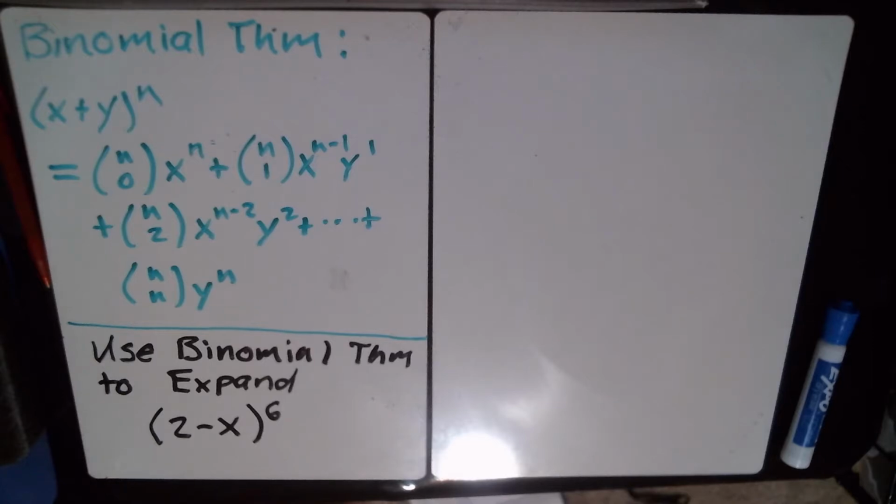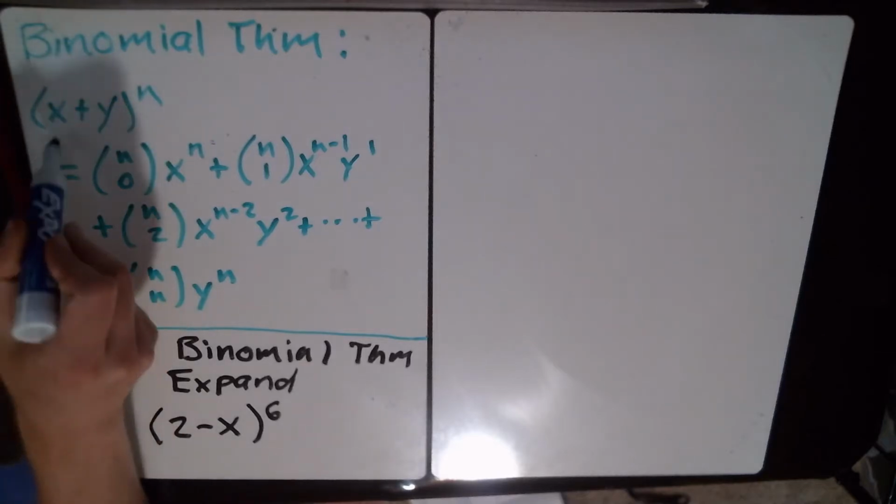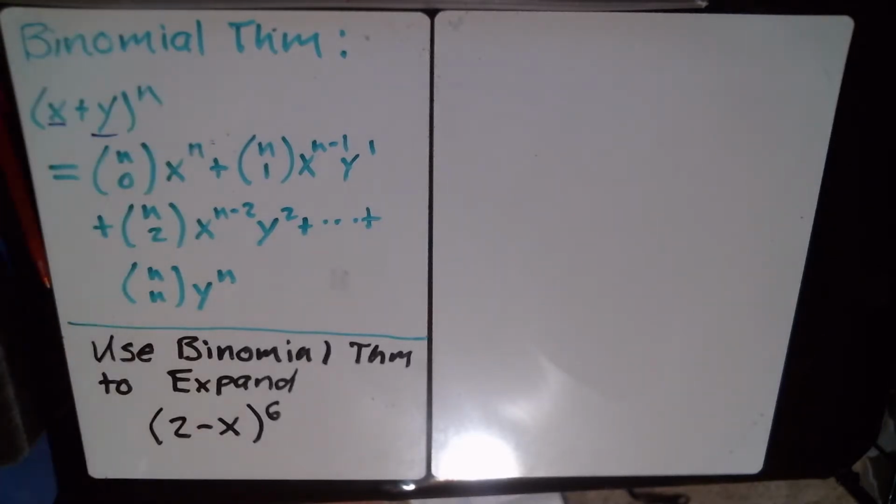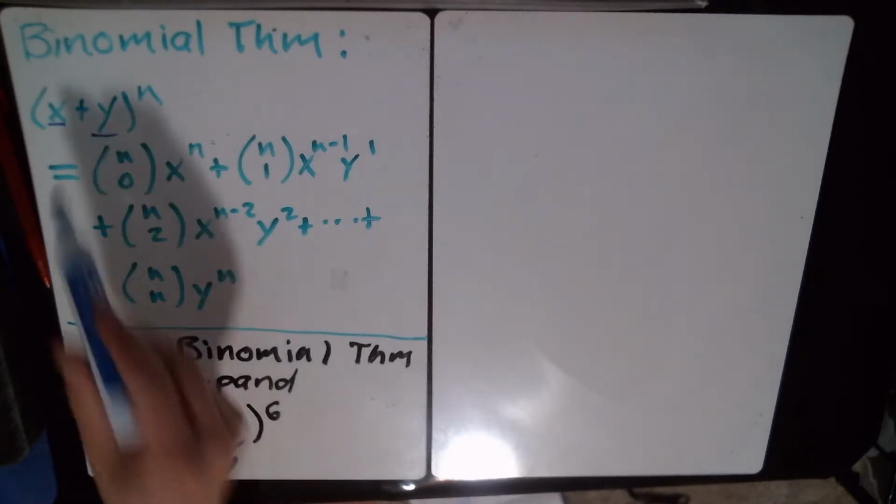In this video, we're going to use the binomial theorem to expand a power on a binomial. The one I'm going to do is (2 - x) to the 6th power. The binomial theorem, as it's stated, applies to (x + y) to the nth power. So in this problem, 2 is going to be my x, and negative x is going to function as my y.